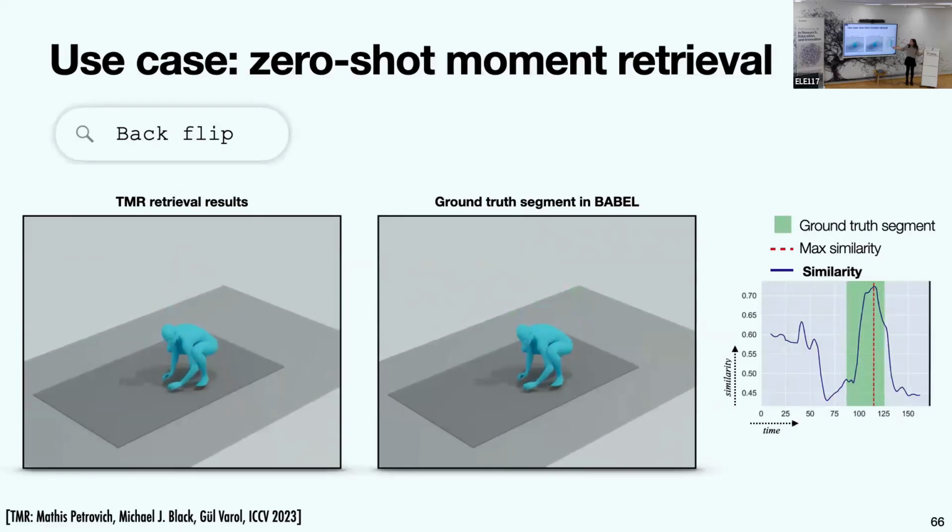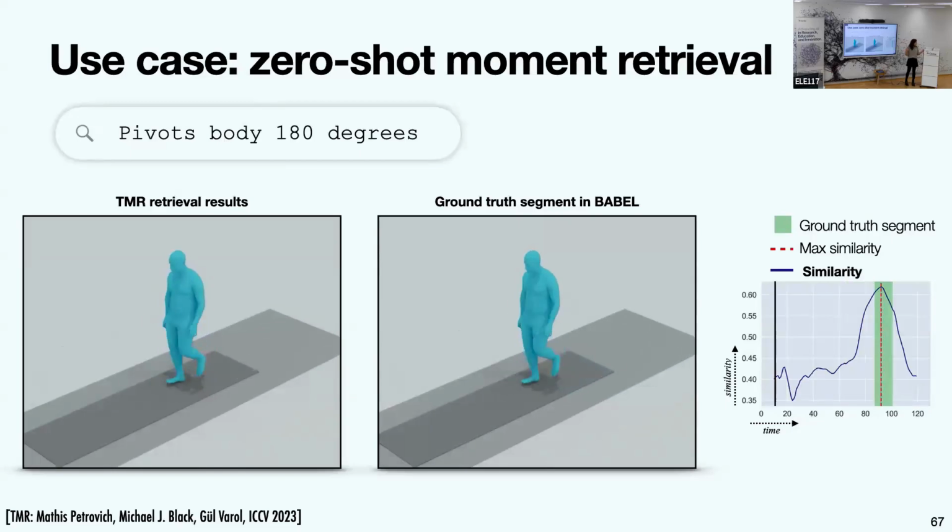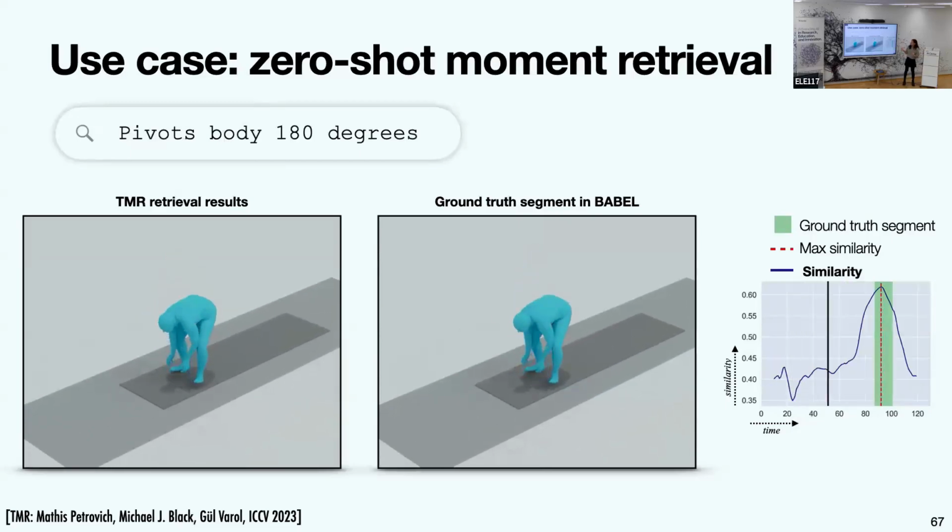And this is a very simple sliding window motion-text similarity 1D plot. We can say that if it's above some threshold, or if the peak of the signal, can be the localization. And we're calling it zero-shot because we have a database that had come out at the time, Babel, that was annotated in a long sequence with short segments. So we could even evaluate these subtle movements like pivoting 180 degrees.